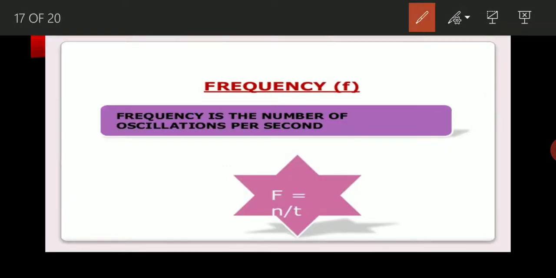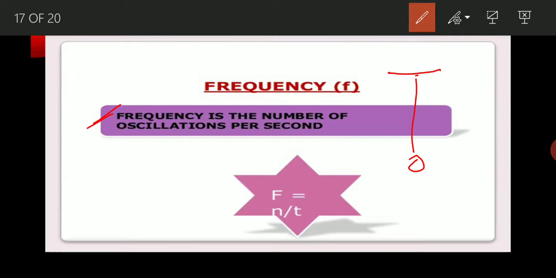Now frequency. What is frequency? The frequency is the number of oscillations per second. Clear? Suppose that this is the simple pendulum. Now if we are talking about the frequency, there is a big difference between the frequency and time period. Don't be confused about that. Frequency means the number of oscillations in 1 second. Clear? Whatever number of oscillations can be done in 1 second, that is known as frequency.